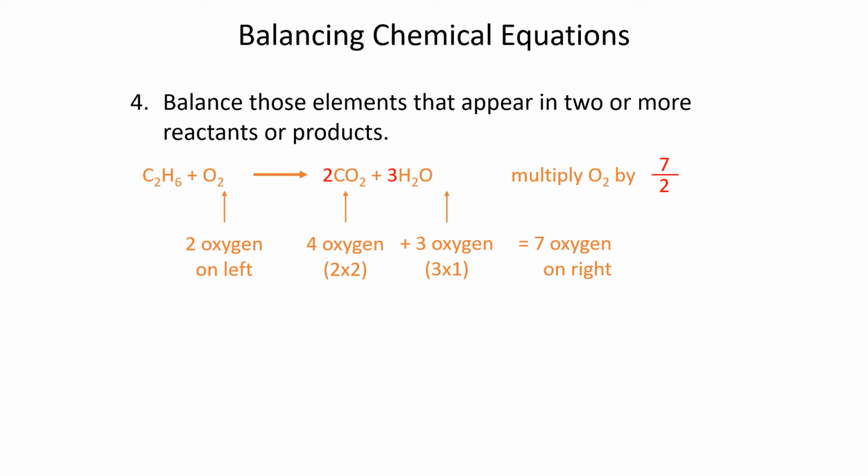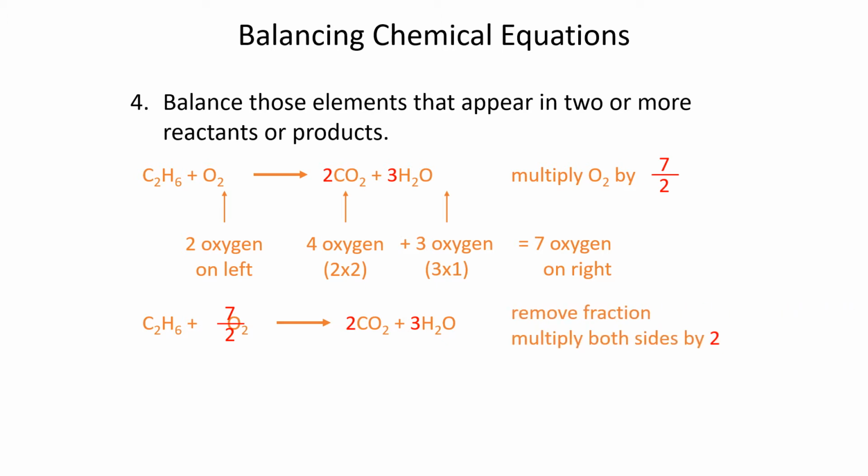So we're going to multiply O2 by 7/2 or 3.5. However, coefficients can't be fractions. So that means we have to multiply the coefficients on both sides of the equation by 2. And when we do that, we get 2 ethane plus 7 O2 gives us 4 CO2 plus 6 waters.